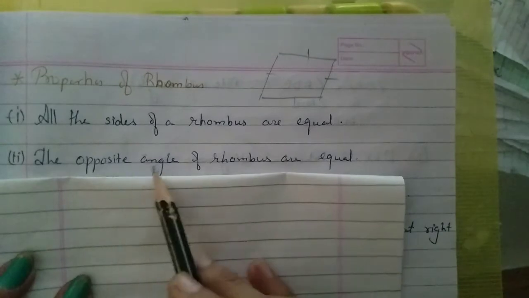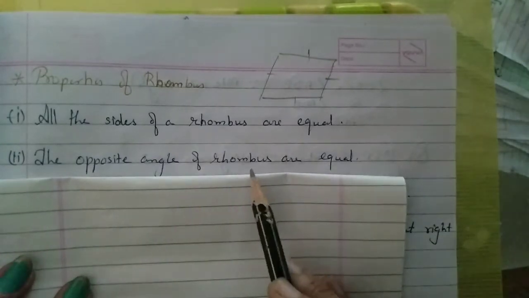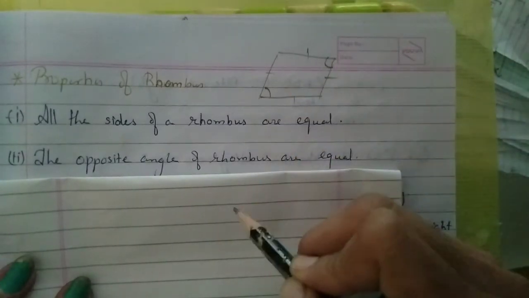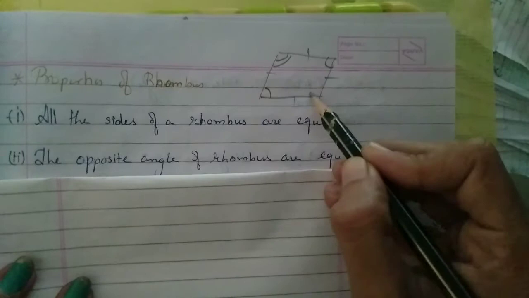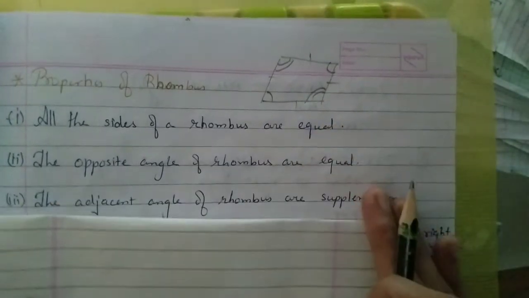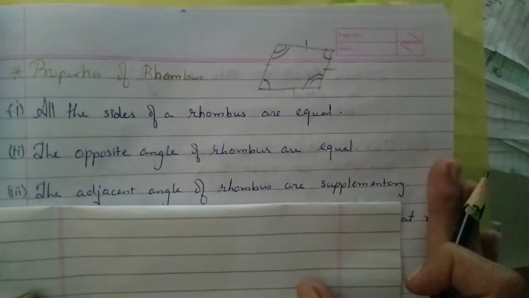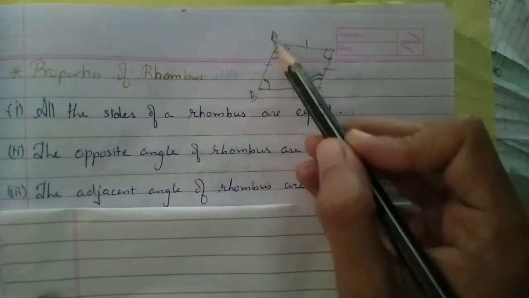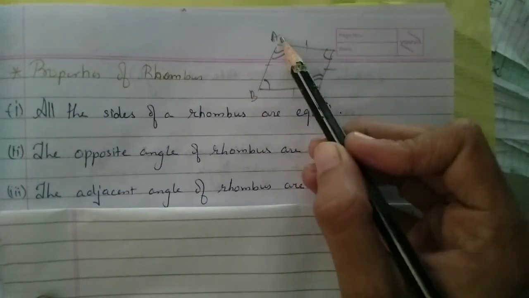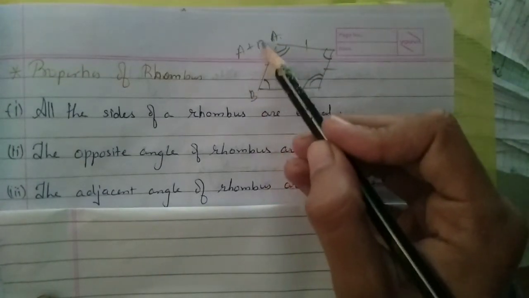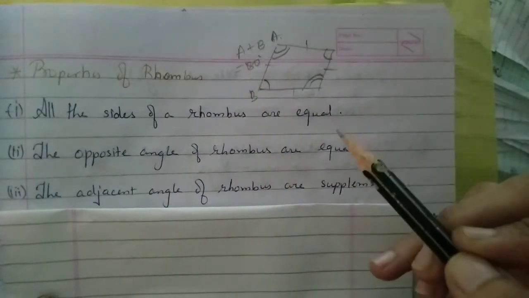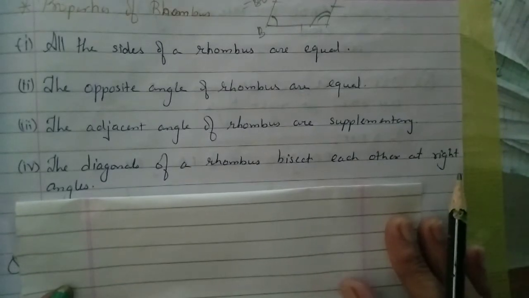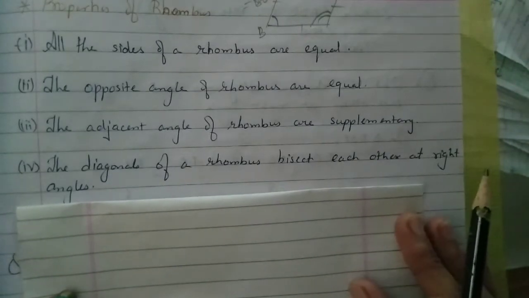Second, the opposite angles of a rhombus are equal. Their opposite angle means this and this. They both are equal. Here also this one and this one are equal. Third one, the adjacent angles of a rhombus are supplementary. Adjacent angle means here if A and B, so A and B is adjacent angle. So A plus B is equal to 180. Supplementary. Okay.